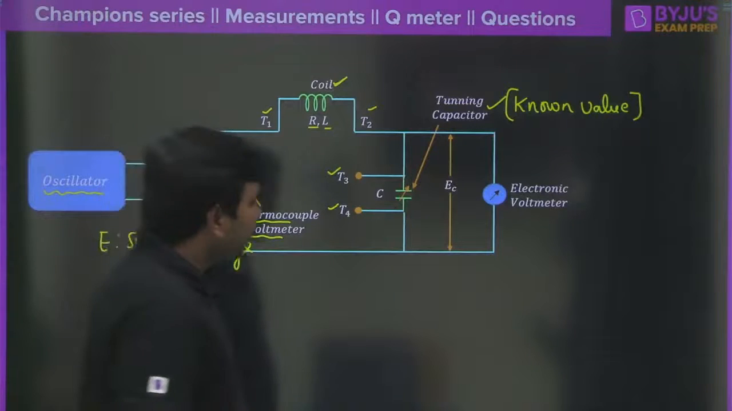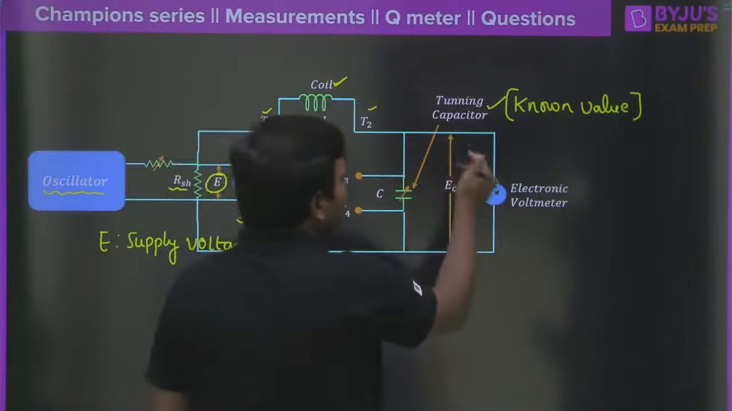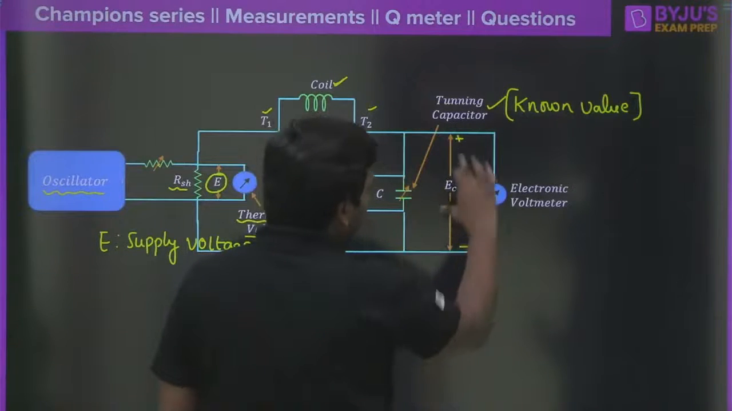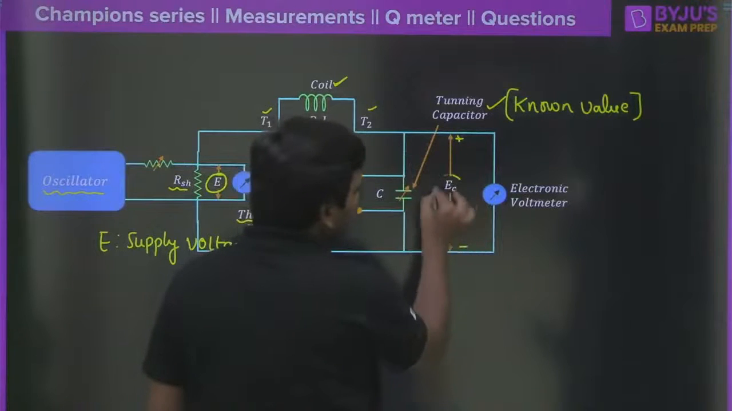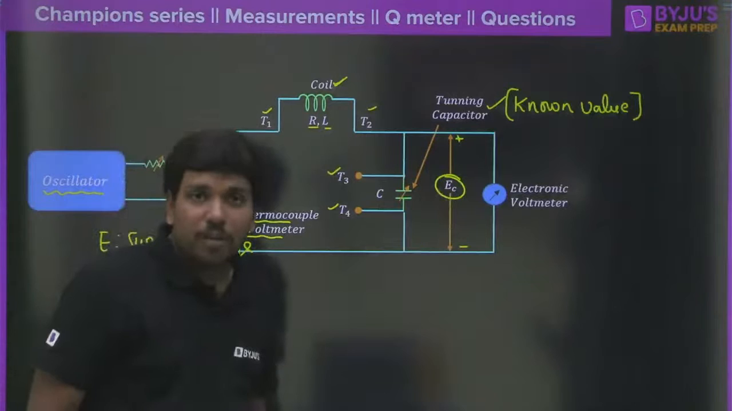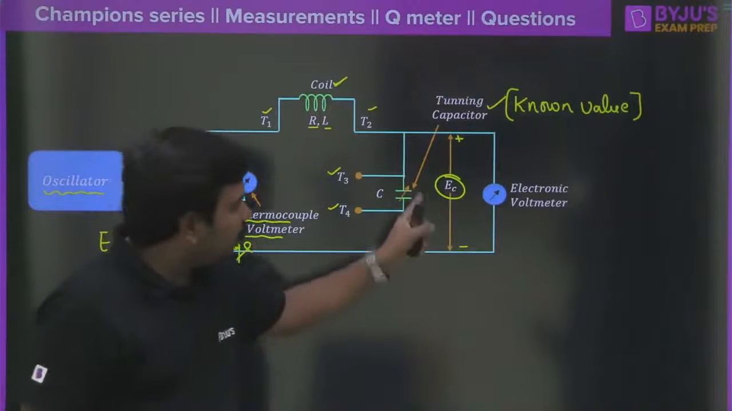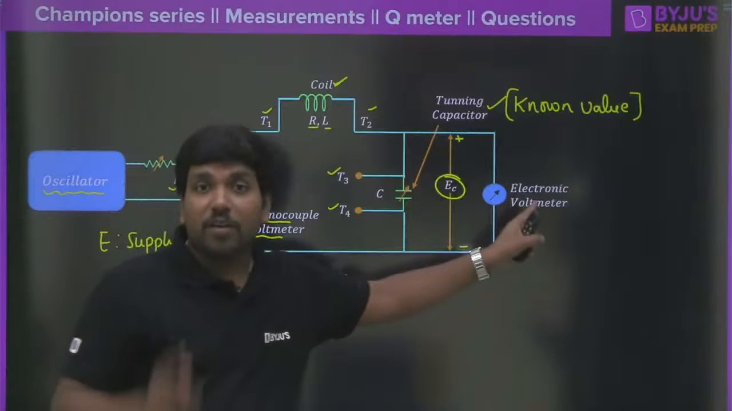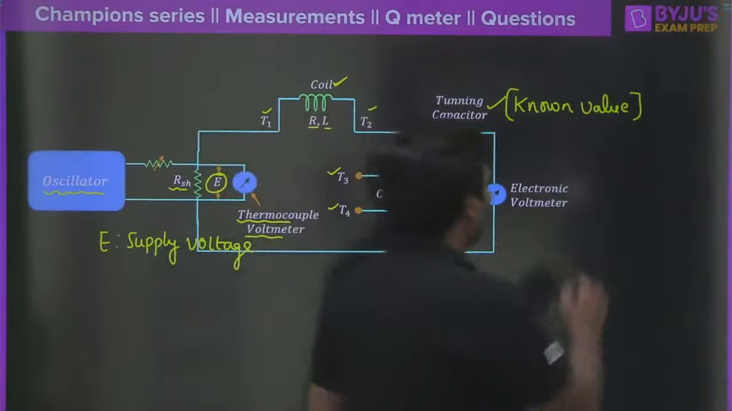Clear? At the same time, we are measuring the voltage across the capacitor, and this voltage across the capacitor I am calling EC here. Clear? That is EC. And how do we measure the voltage across this capacitor? We are measuring this voltage across the capacitor with the help of an electronic voltmeter here. Clear?